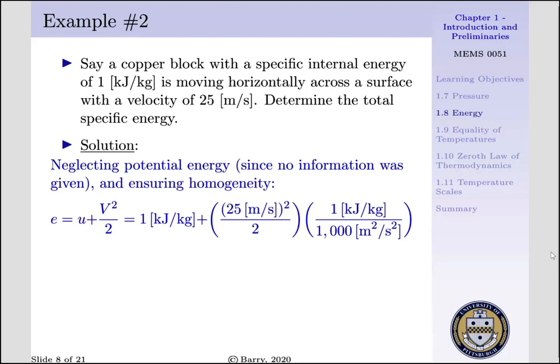Now our specific internal energy is 1 kilojoule per kg. Our velocity is 25 meters per second. If we square this, we'd have 25 squared meters squared per second squared, divided by 2. Now these units do not match that of our specific internal energy. Thus we have to do the conversion of 1000 meters squared per second squared being equal to 1 kilojoule per kg. In doing such, we obey homogeneity between our specific internal energy and our specific kinetic energy. Thus, our total specific energy e is equal to 1.3125 kilojoule per kg.